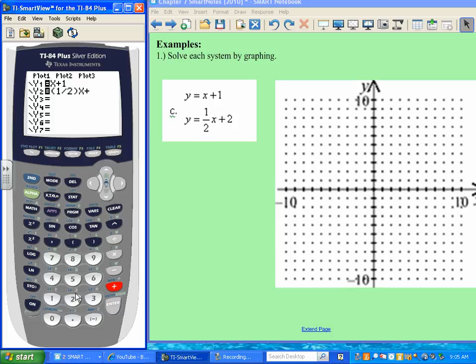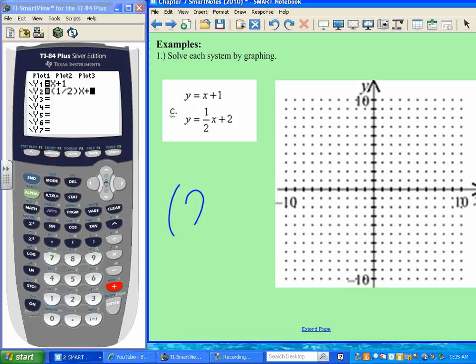All right, who can tell us what you got? What's the intersection point, Mamta? Awesome. 2, 3 is the intersection point. Did anyone not get that? No, so really easy, right?